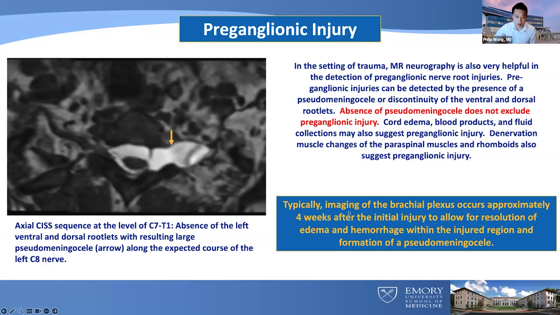And typically, imaging of the plexus approximately 4 weeks after that initial injury allows for resolution of all the edema and hemorrhage within the injured region, which will help for identifying the nerves and seeing if the nerves are abnormal. And it allows for formation of pseudomeningocele so you can detect preganglionic nerve root injuries a little bit easier. So there's multiple reasons why we wait 4 weeks after initial injury. So if a resident is insistent after someone who's just had a trauma on getting a plexus MRI, please just say no, let's wait 4 weeks.